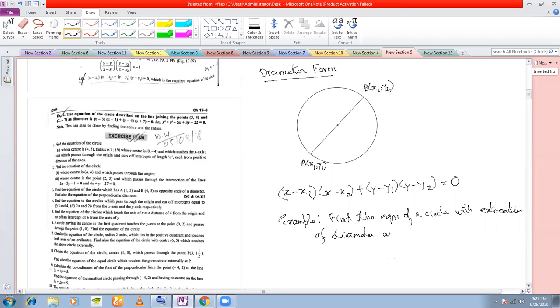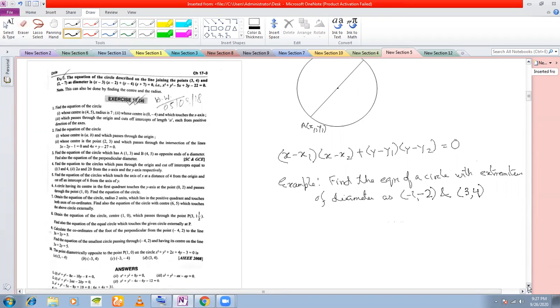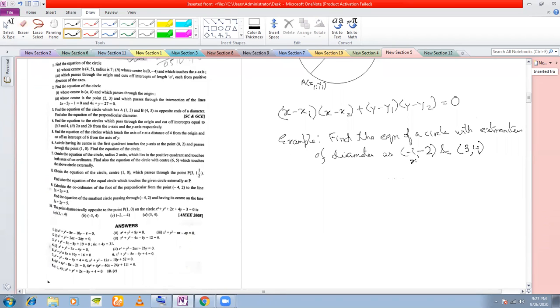say (-1, -2) and (3, 4). What is the equation of the circle? You take this one as x1, this one as y1, this as x2, this as y2.